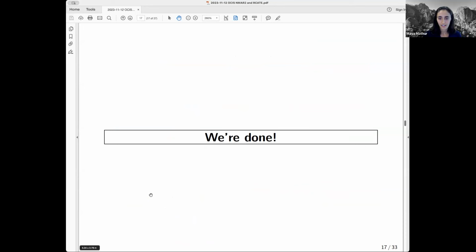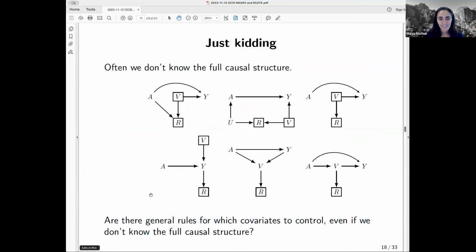We can deal with selection bias through covariate adjustment. Okay, talk is over. Just kidding, because often we don't know the full causal structure. And I think this is actually particularly a problem with selection bias, more so than with familiar cases of confounding. And that's because, especially with these two graphical criteria in mind, we can see that the types of structures that could have selection bias are a huge menagerie of different possibilities, right? So here's the unbiased one we just saw.